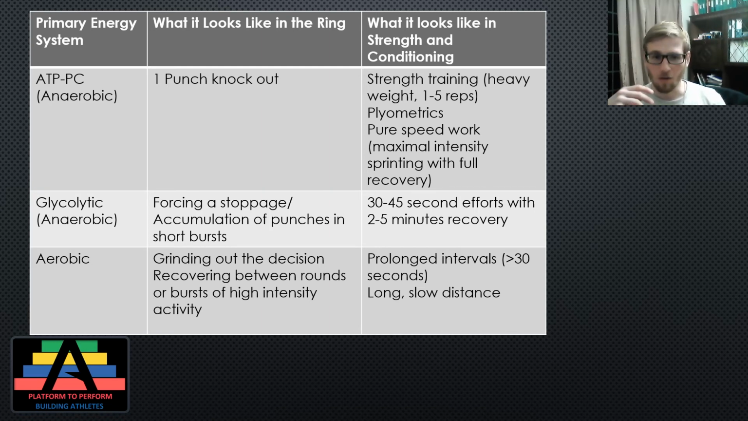The glycolytic work, as I said, this is that nasty lactate lung burning feeling. So this is your accumulation of punches in a short burst. So you pin someone against the ropes, 30 seconds to put them away. And on the track, what that might look like is 30 to 45 second efforts, trying to gather as much distance as possible with 2 to 5 minutes recovery.